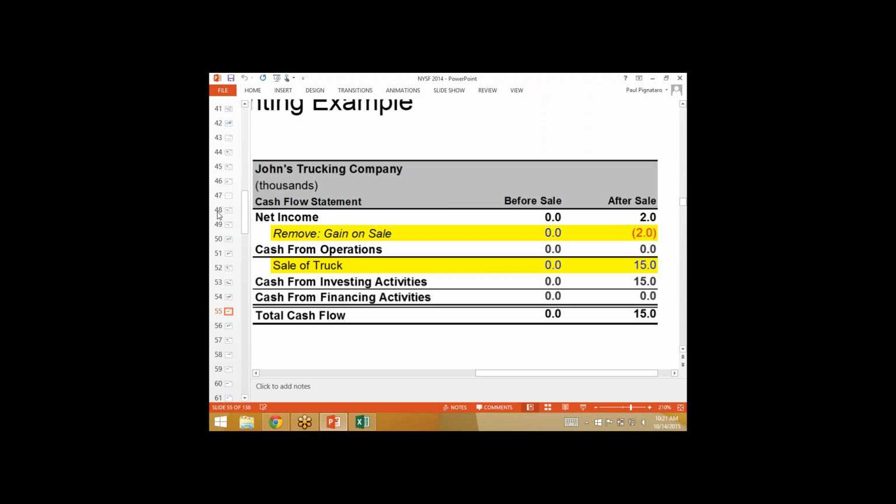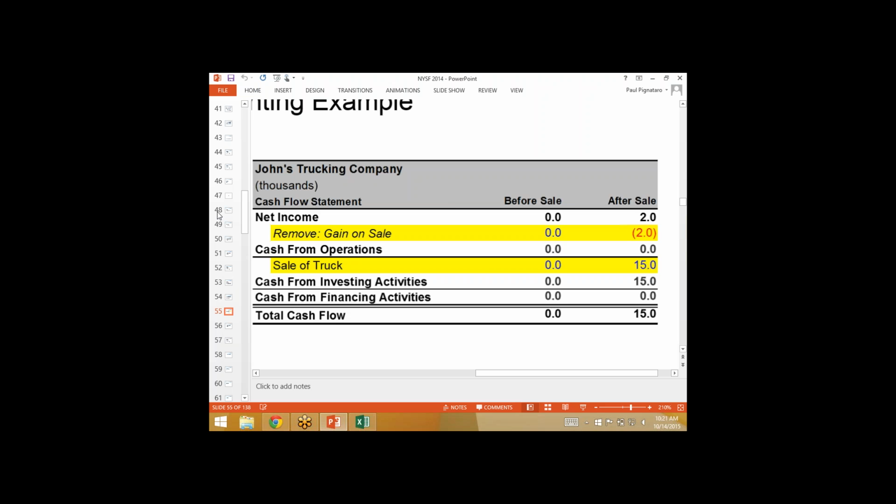So adjustment 1, you have to record the gain on sale in the income statement. Adjustment 2, in the cash from operations, you have to make an adjustment to remove that gain. Adjustment 3, you have to record the actual monies received from the sale of the truck. This is how you get an increase of $2 million. This will go into our shareholders' equity. This will increase shareholders' equity by 2. And our cash will increase by $15 million.